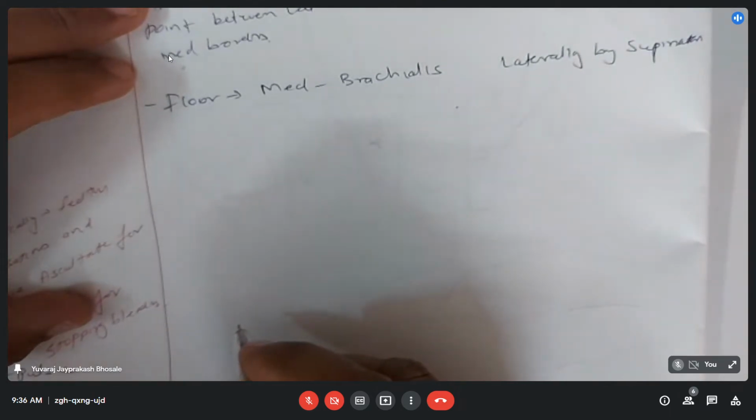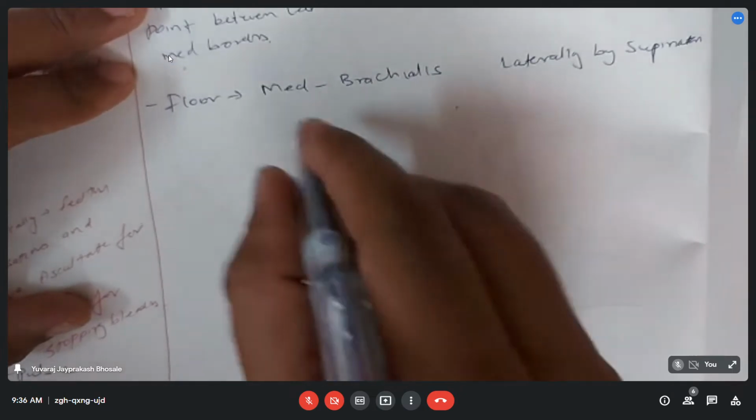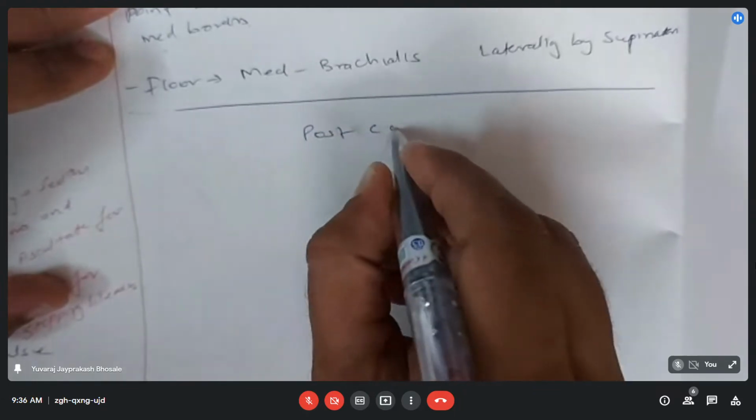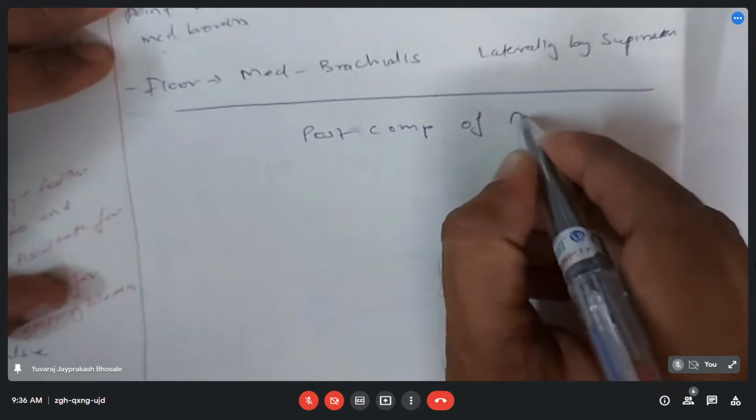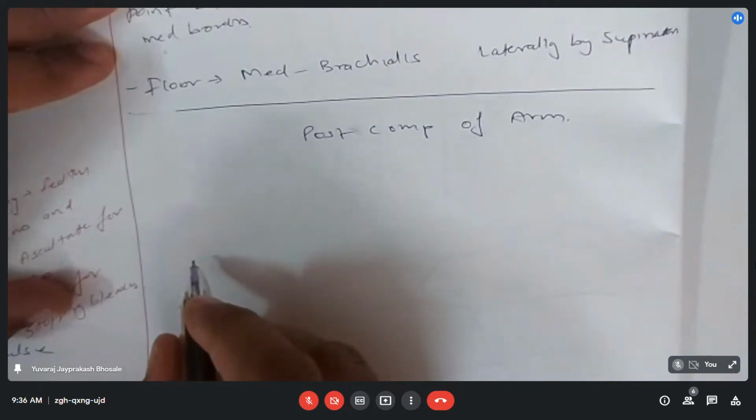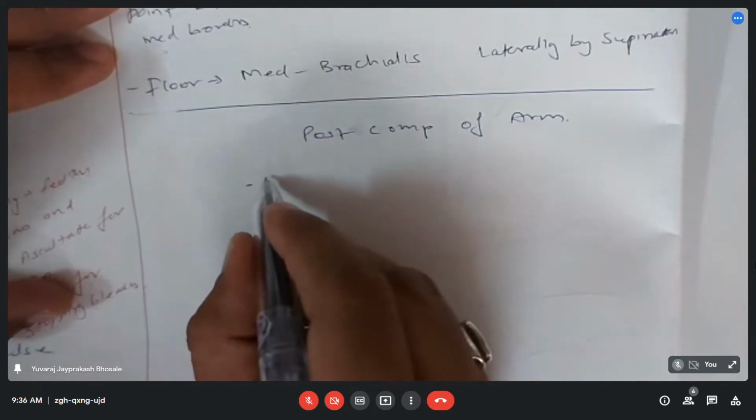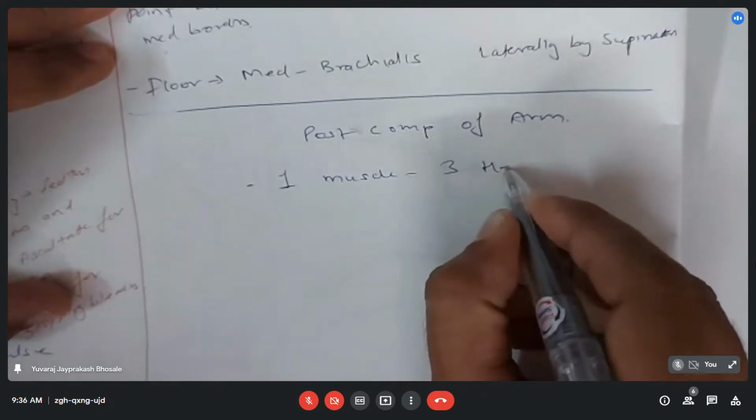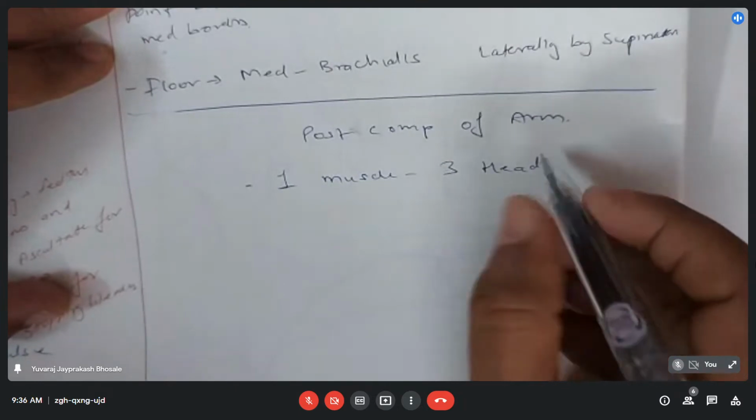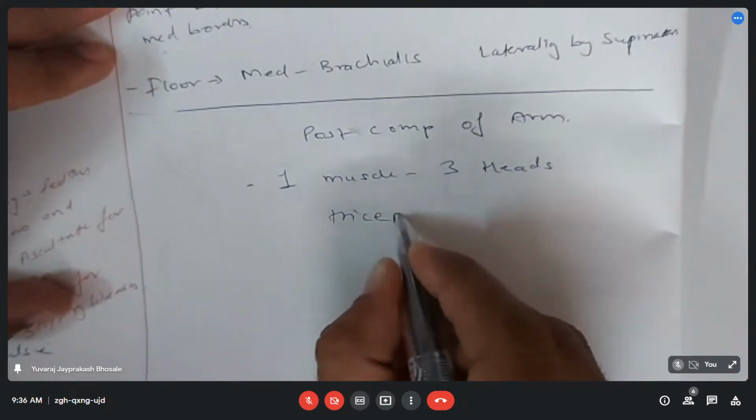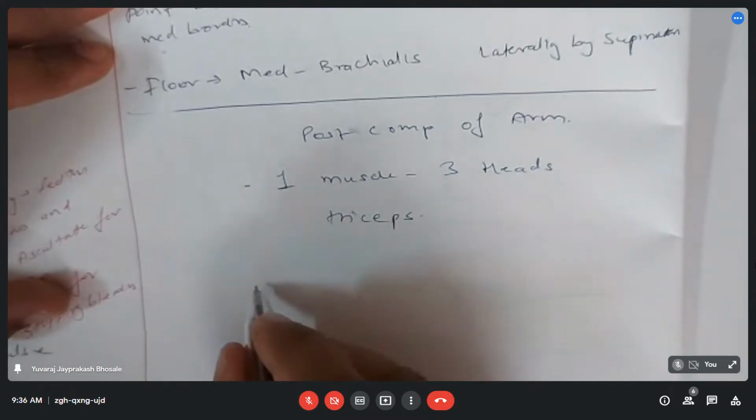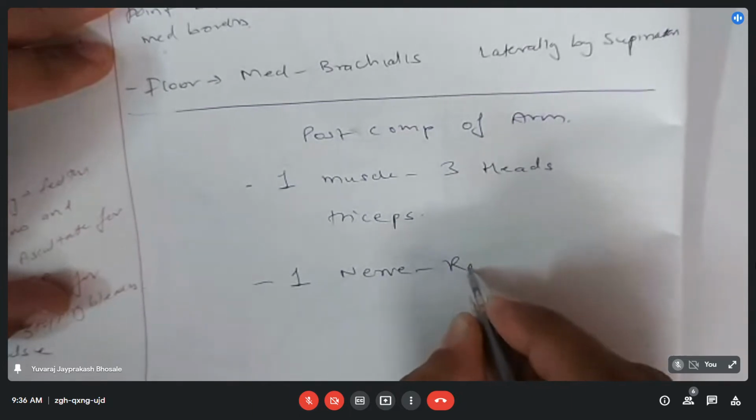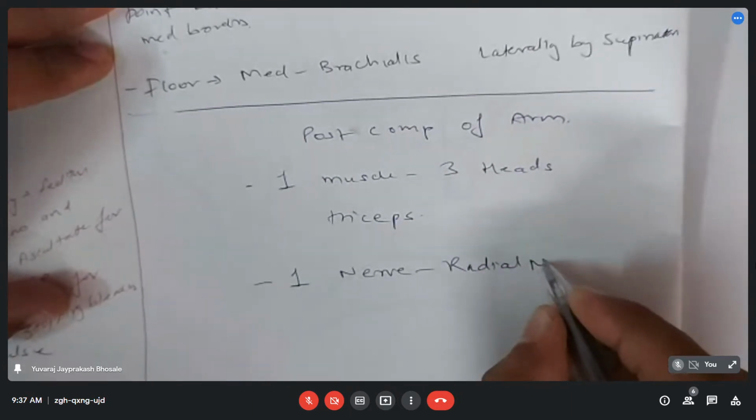Welcome to this session on the posterior compartment of the arm. In the posterior compartment of the arm, we see one muscle with three heads: tri-ceps, the triceps muscle. We see one nerve, and that is the radial nerve, which will be supplying the triceps.